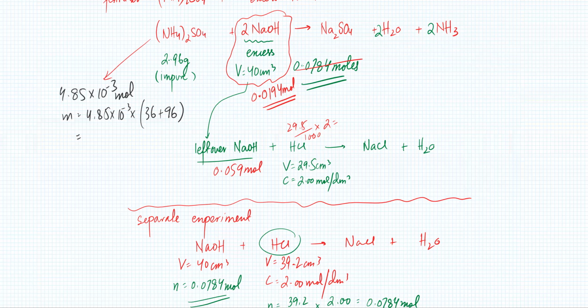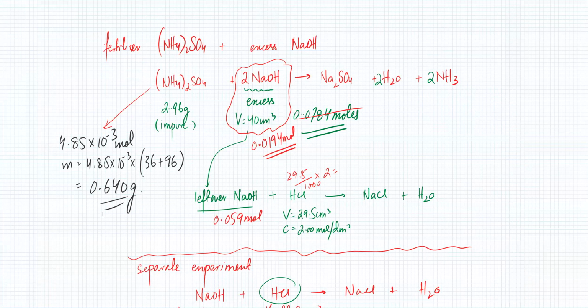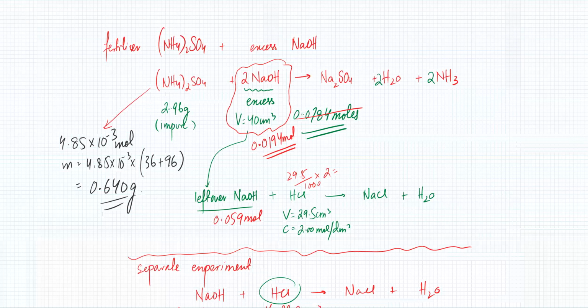So we are getting 0.640 grams. अच्छा, अब फर्टिलाइजर लिया कितना था स्टार्ट में? Like if you go back, it's 2.96 gram of the sample. So 0.64 grams we are getting that.